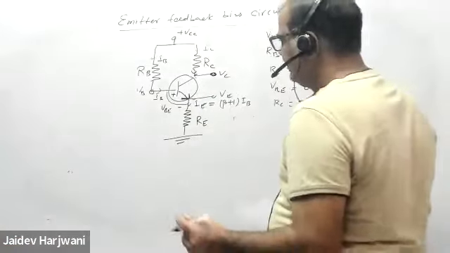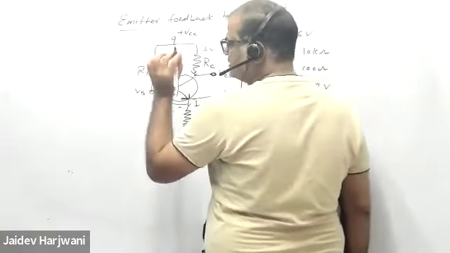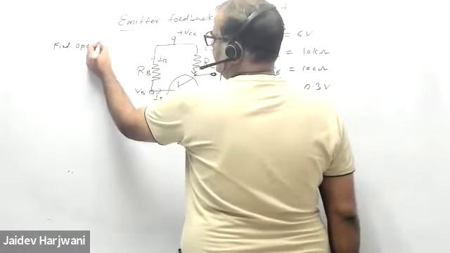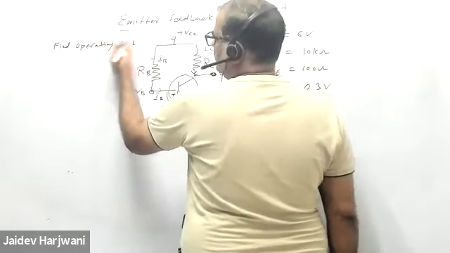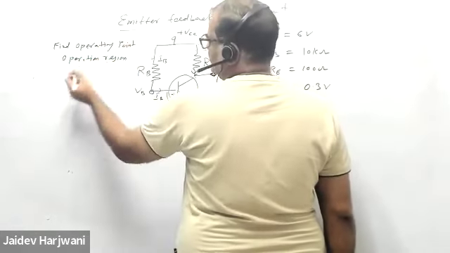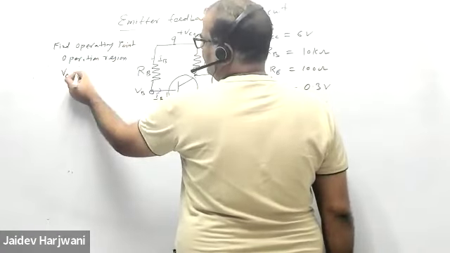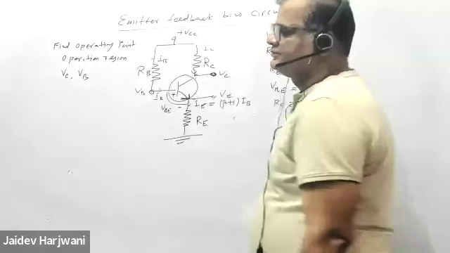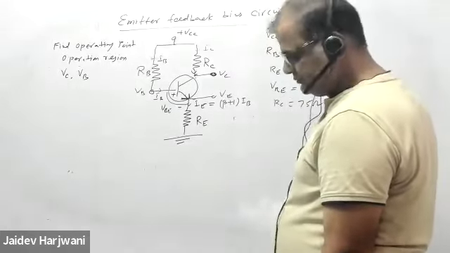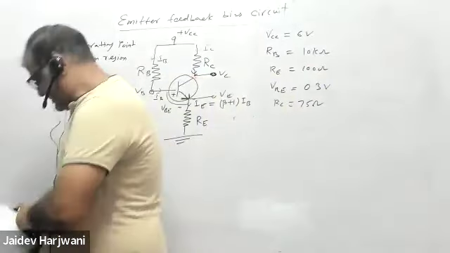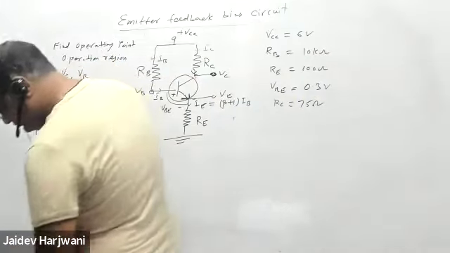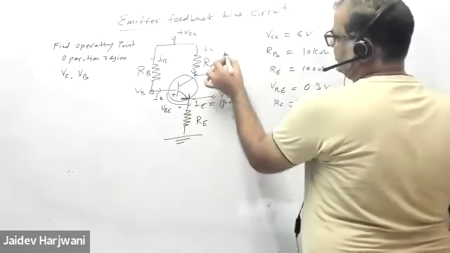So first of all, you have to find what? Now you calculate all the things. Find the operating point, the operation region, and then you find VC also, you find VB also. All the points you have to calculate. So what will be the value of beta here? Beta value is given, 50. Beta is 50.